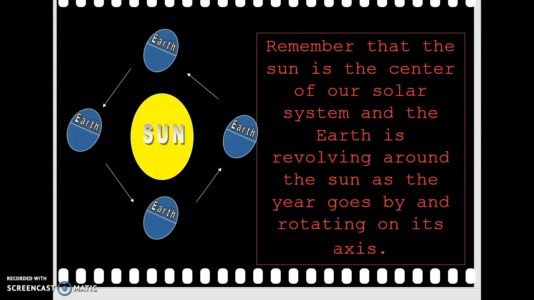Remember that the sun is the center of our solar system, and the Earth is revolving around the sun as the year goes by and rotates on its axis. And we defined revolving as what the Earth is doing here, going around a center object. Center object would be the sun. And rotating, we said, spins in place. And we had talked about how Earth's revolving around the sun is a year. And the rotation, every full rotation, is 1 day.